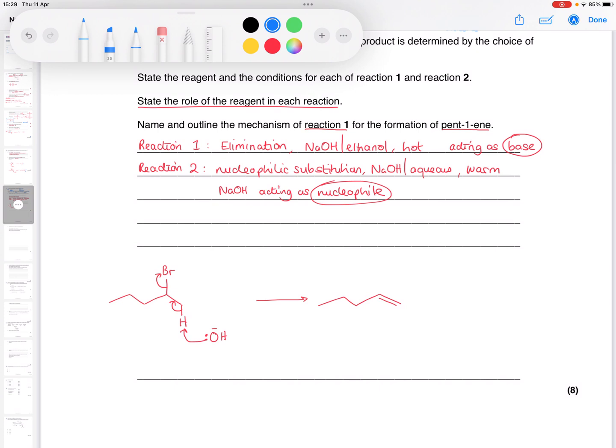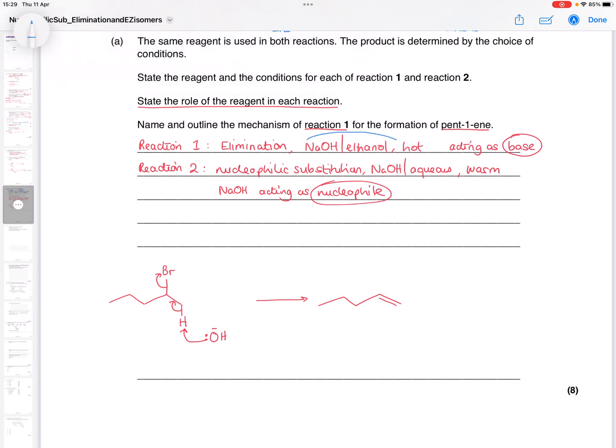So we've got reaction 1, sodium hydroxide, ethanol. Reaction 2, sodium hydroxide aqueous. Conditions, we've got hot, we've got warm. We've got the role of the reagent as a base and a nucleophile, and we've got the mechanism for the formation of pent-1-ene. Okay, so we've done all the parts of that question.